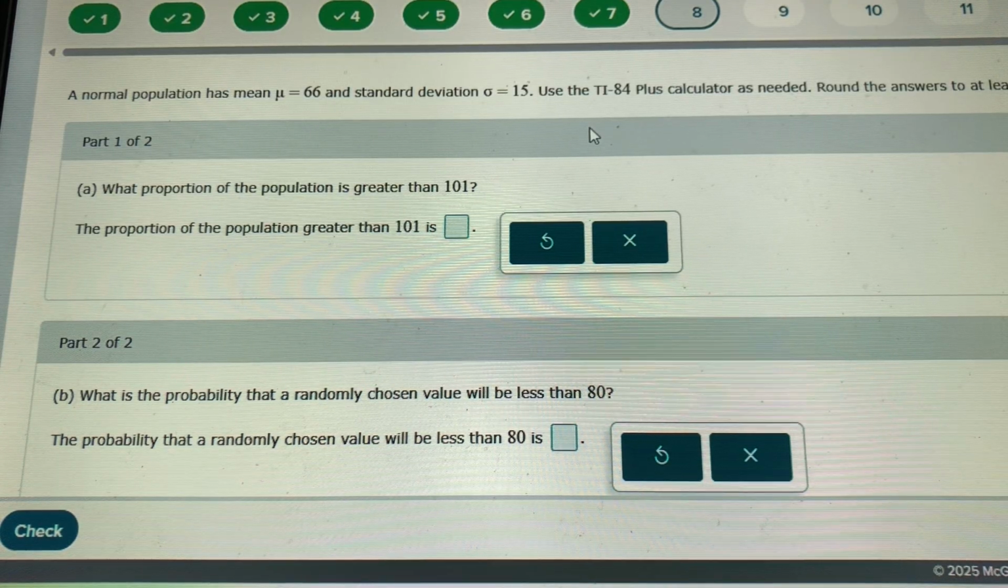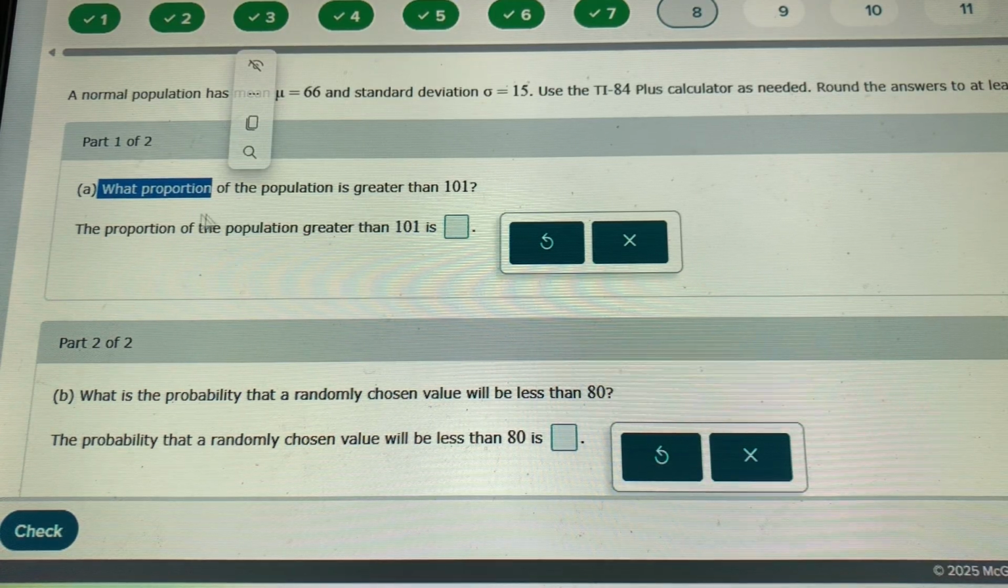But the good news is everything else in 7.2 is identical to 7.1. There's no new rules to learn here. Everything's the same, except you just don't put 0 and 1 in those last two slots. And what you put in instead is literally what they have to tell you. So they have to tell you the mean and the standard deviation. So these problems are no harder than what you just learned. In fact, this will help reinforce what you have learned. Okay, it says what proportion, another word for proportion is probability. So this is kind of asking you, what is the probability that the proportion of the population is greater than 101?